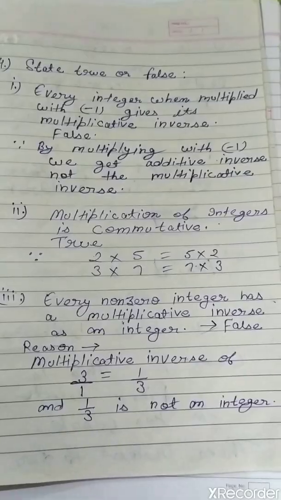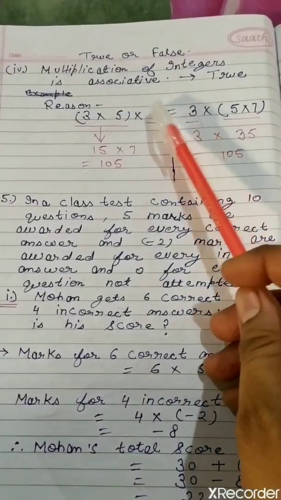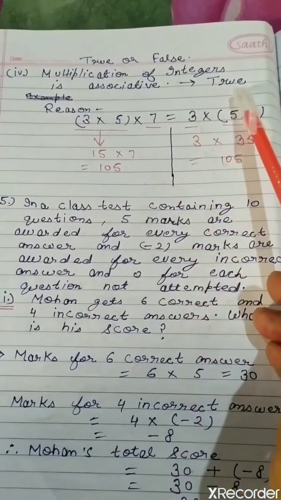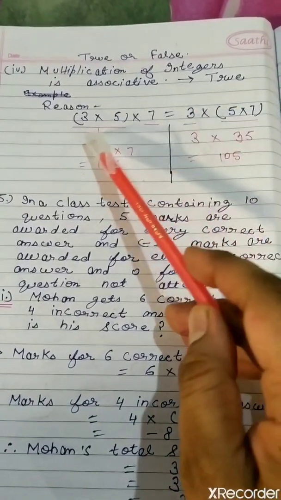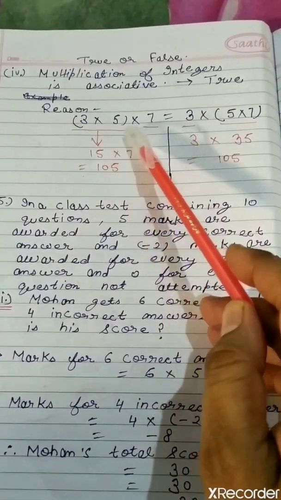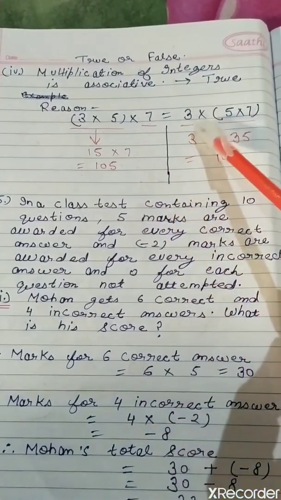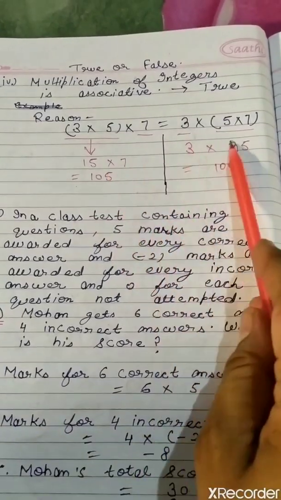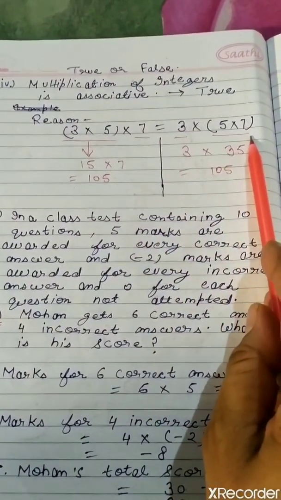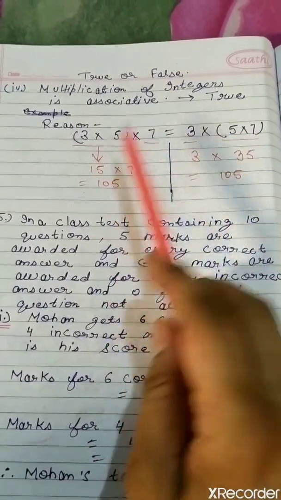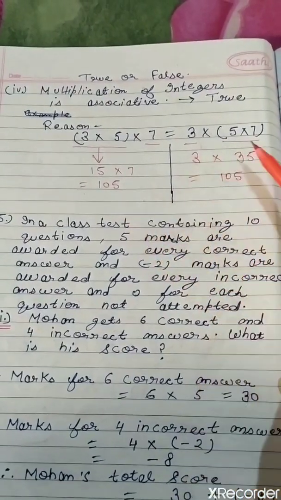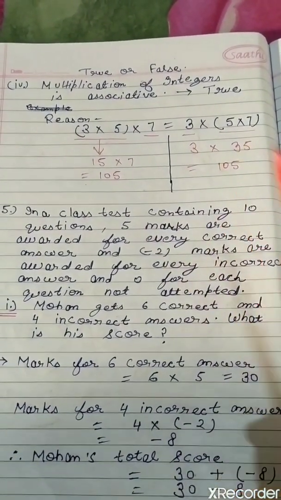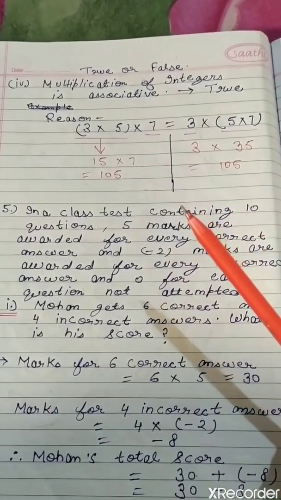Now one more true and false question, that multiplication of integers is associative. It is true only. You can see this example, numbers 3, 5, 7 on the left side, RHS side also 3, 5, 7, but both sides have numbers with different grouping. Here 5 and 7 in bracket, and on the LHS side 3 and 5 in bracket, but the product is coming 105. So multiplication of integers is associative also.